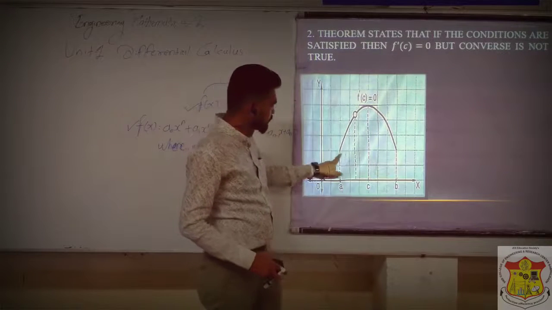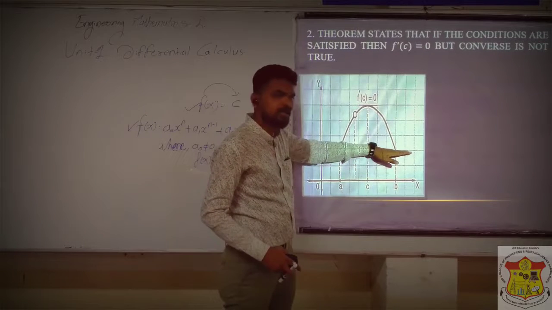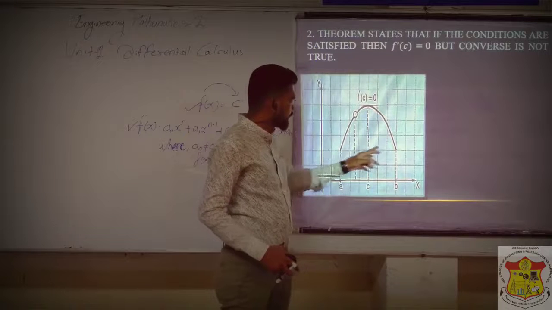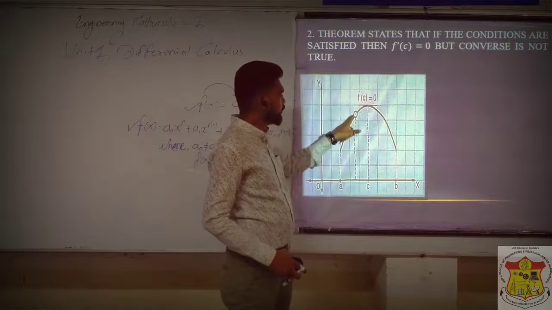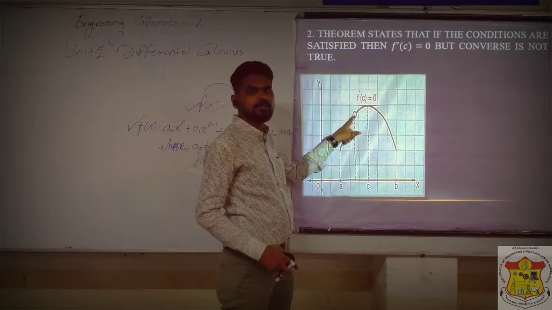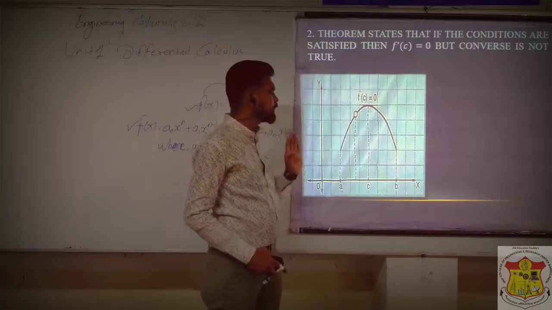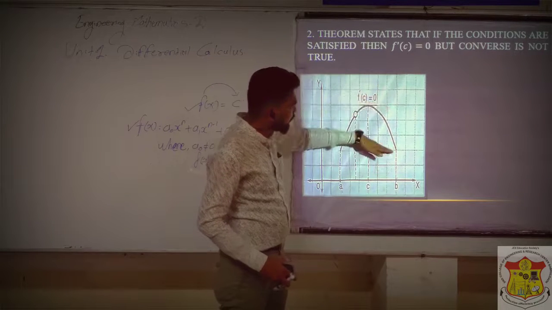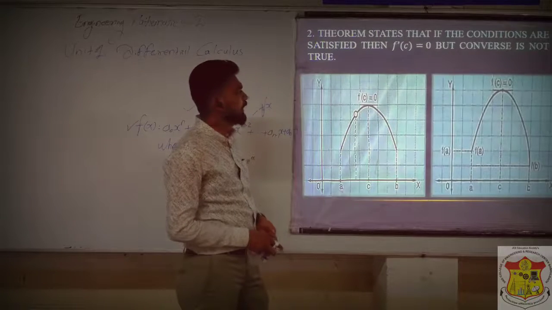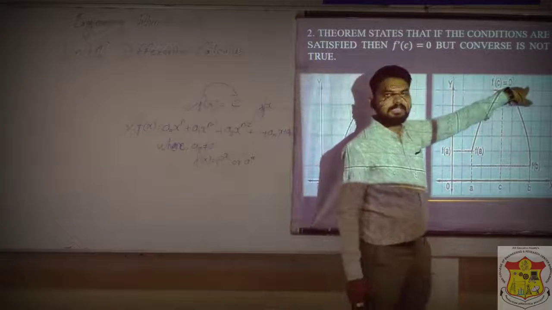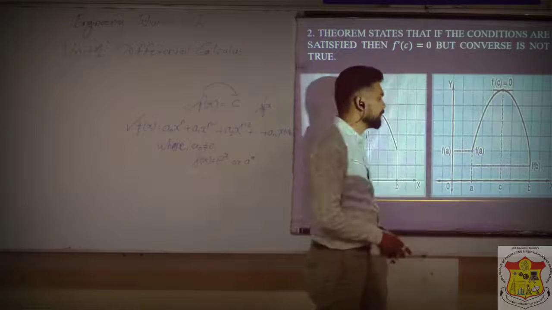See a graph. Here f of a, here f of b, both are at the same level. So f of a is equal to f of b, and f dash of c is equal to 0. But we see that there is a hole. The graph is not continuous. The graph breaks at that point. So f of a is equal to f of b, but the function is not continuous. Next one. f dash of c is equal to 0, but the problem is that f of a is not equal to f of b.